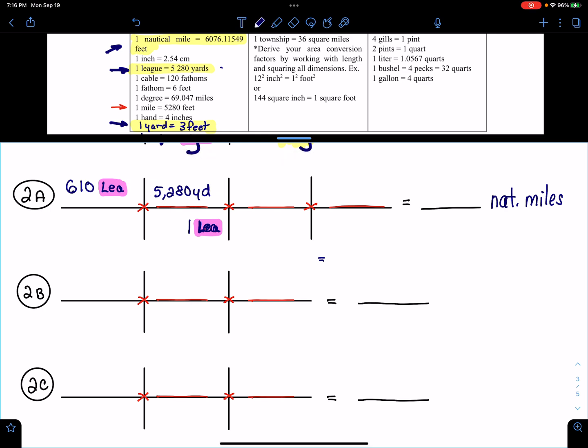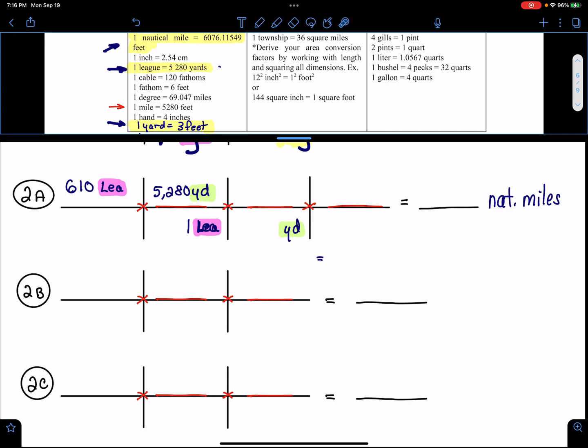This is not math. This is just simply following instructions. Whatever is in the top left has to go in the bottom right. So that's going to be yard. Well, what do we need to change yard to? We need to change yards to nautical miles. But does the table show us anywhere that a yard goes to nautical miles? No. But a yard here says that we can change it to feet. And if you notice, feet to nautical miles. So I need to make 2 changes.